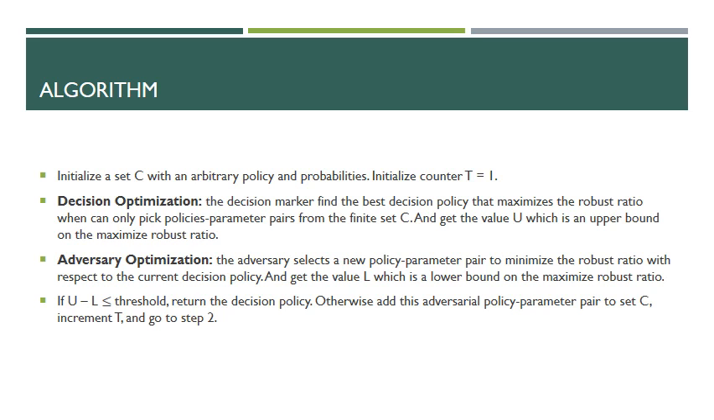Step 3, adversary optimization. The adversary selects a new policy-parameter pair to minimize the robust ratio with respect to the current decision policy, and gets the value L, which is a lower bound on the maximized robust ratio. And last, step 4. If U minus L is no bigger than the threshold, return the decision policy. Otherwise, add this adversarial policy-parameter pair to set C and increase T, and go back to step 2.